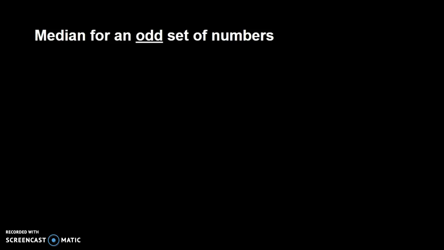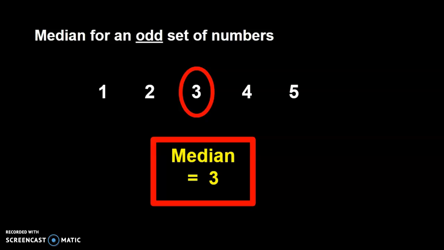Median for an odd set of numbers. We got 1, 2, 3, 4, 5. So we just look to the middle place. There's 2 below, 2 above. We have ourselves the median. It's 3.